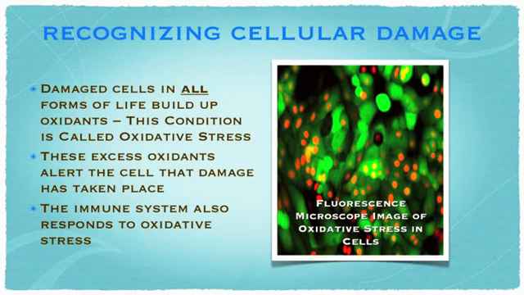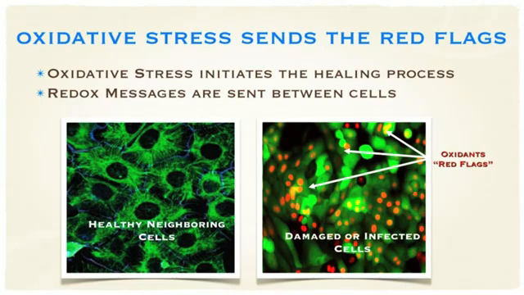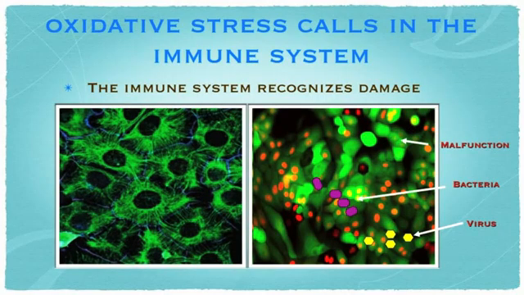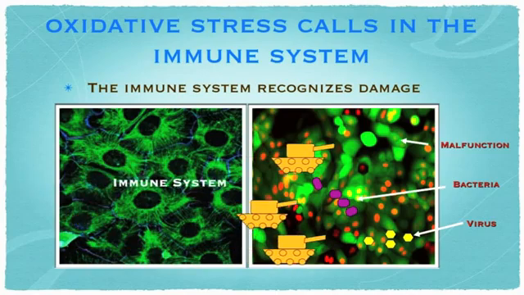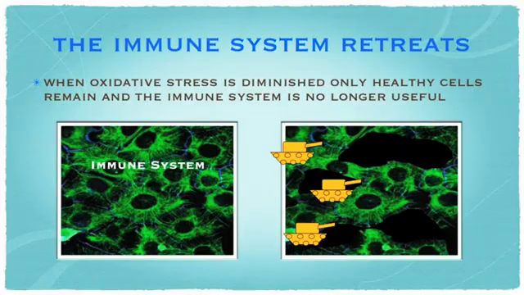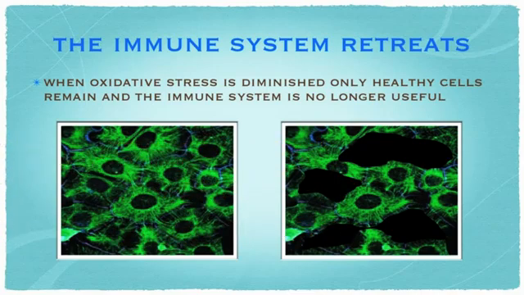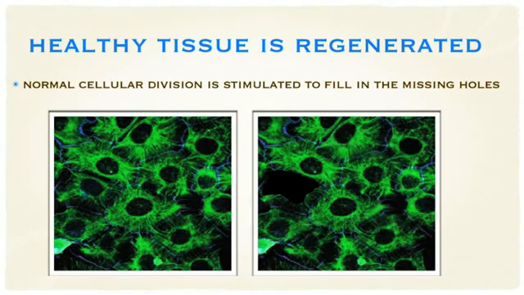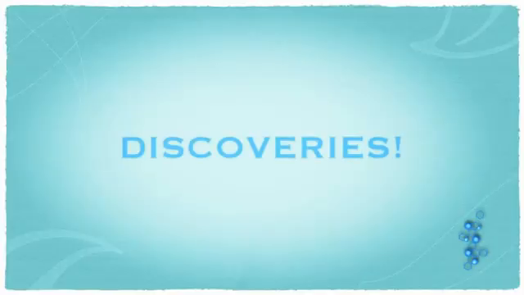So here's an electron micrograph that has a fluorescent stain. It helps us look more clearly at the way cells flag themselves. This is a cell that's full of oxidative stress. This excess of oxidants alerts the cell that damage has taken place, and the immune system responds to this oxidative stress. And so here are those red flags, and in this situation, the immune system comes in, deploys its weapons to take care of the malfunction of the virus or germ. Then, once the threat is eliminated, there's no longer a need for the presence of the immune system, so it retreats, and then through the process of normal cell division, this replacement process fills in the missing holes, and we restore homeostasis to this tissue.